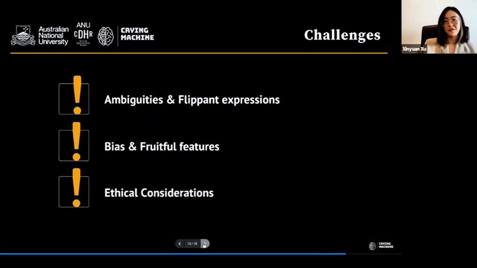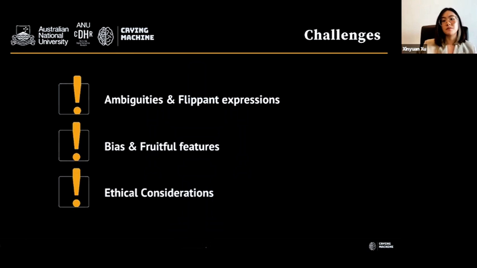And at the end of this presentation, I also want to bring up a discussion regarding the challenges that we face in the field. First, the ambiguities and flippant expressions in online suicidal content. Previous studies have indicated that the complexity and ambiguity of language, as well as the flippant behavior exhibited by non-suicidal individuals, cause approximately one quarter of suicidal ideation posts to be misidentified.